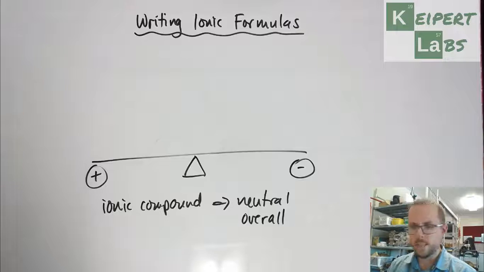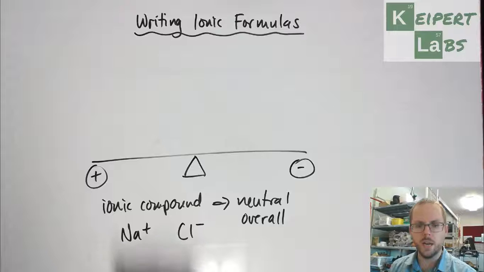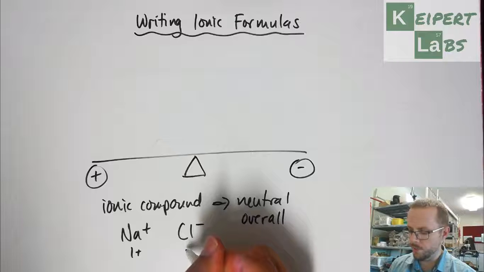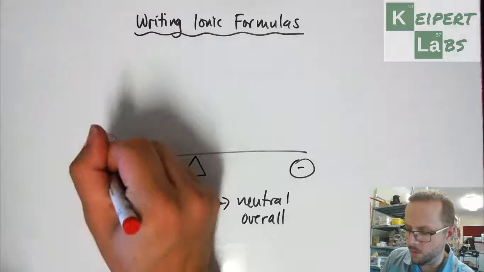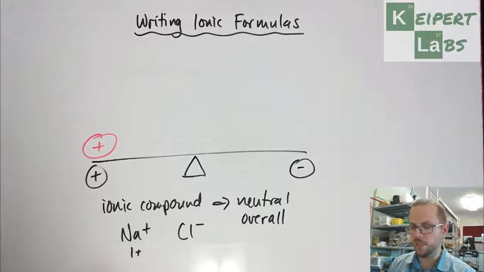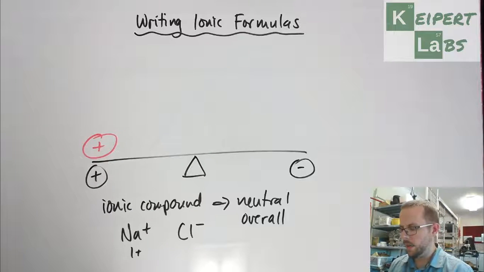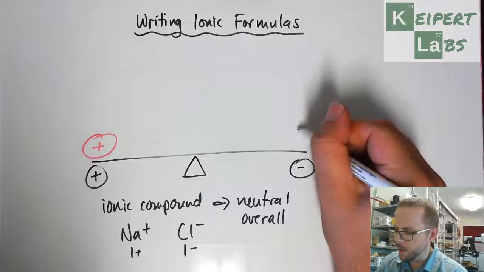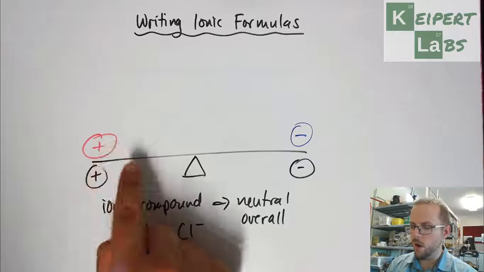Let's see if I can use some different colored pens. We're going to have a look at when we form a compound from a sodium ion and a chloride ion. The sodium ion is 1 positive charge, so I'm going to represent that over here with a circle with a plus in it, representing that it's an ion with 1 plus inside it. Our chloride ion has a 1 minus charge, and so I'm going to represent that with a circle with a minus in it.